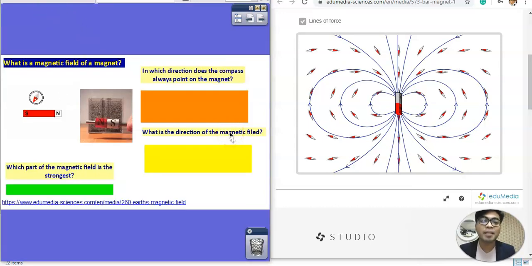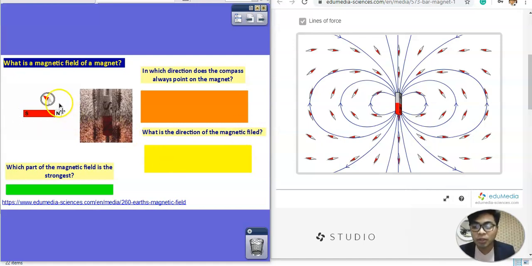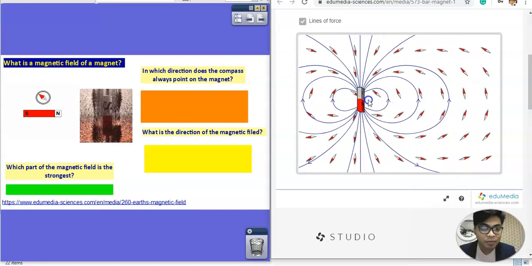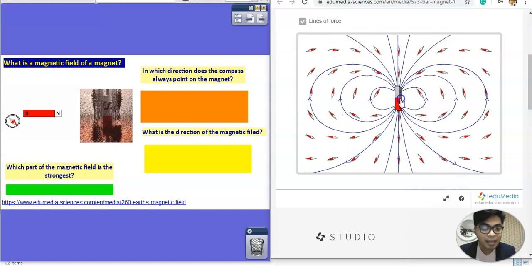Since we're talking here about lines of force, which is also connected to what we call the magnetic field of the magnet, what is the magnetic field of the magnet? I want you to take a closer look in here. We have this compass here. Look at the red ones, okay? And I have here the red ones. Look at the direction where the red ones are pointing. Again, this one is the north, this one is the south.